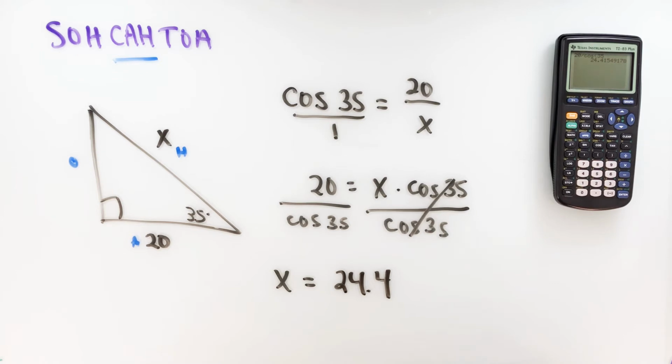24.4. Now again, in problems like this, a lot of times you're going to have a problem in some type of context, whether it's a length or some type of measurement. Always check your labels and make sure you get your label on your answer. In this case, I didn't have a label, so I got 24.4.